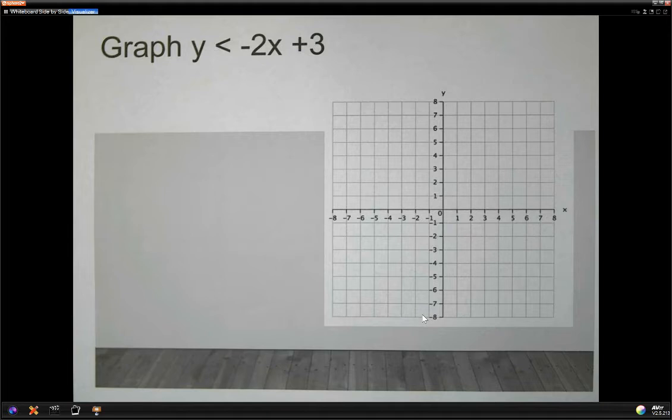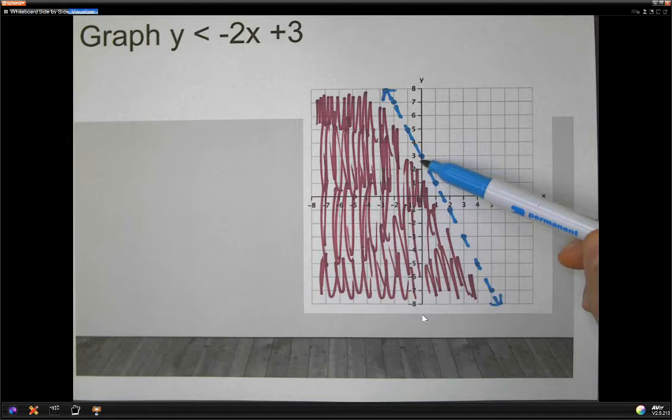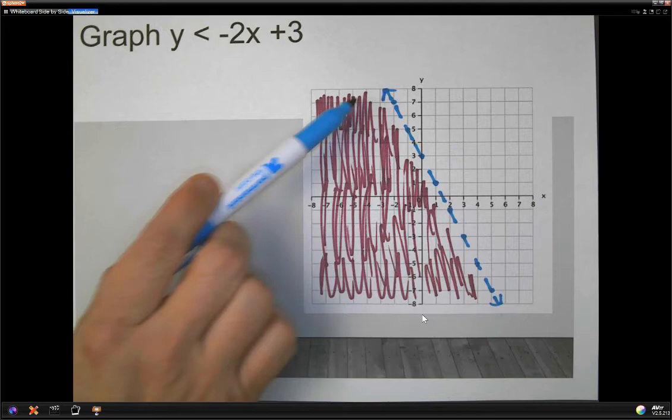So hopefully you tried this on your own. If you tried this on your own, this is what your graph should have looked like. So again, you should have started at positive 3, that is the y-intercept, and then your slope was negative, which means down and to the right, so we would have gone down 2 and right 1, and down 2 and right 1.